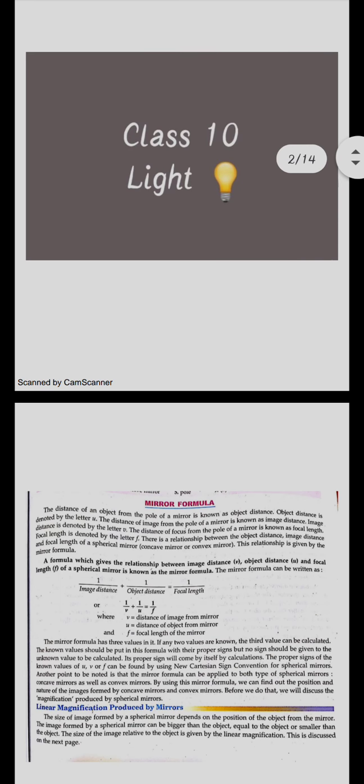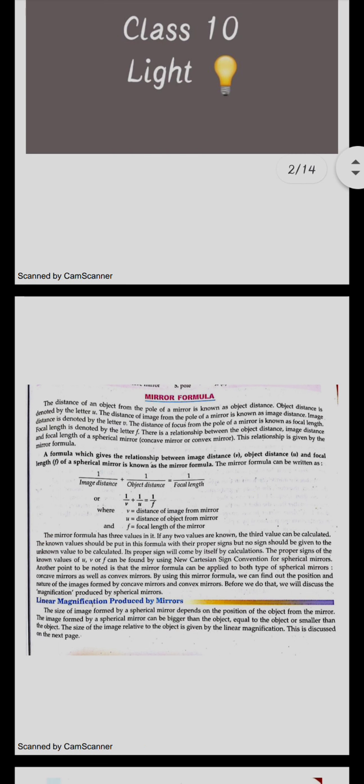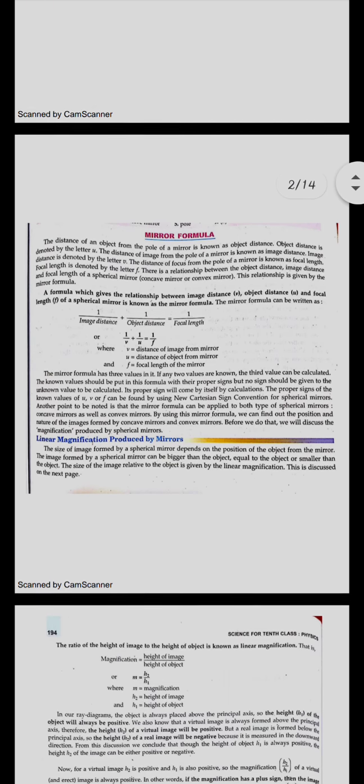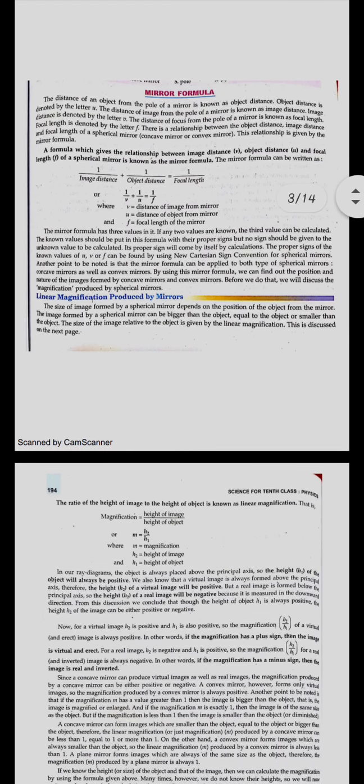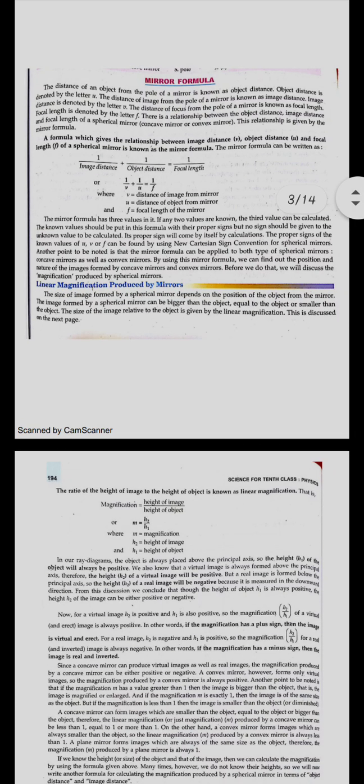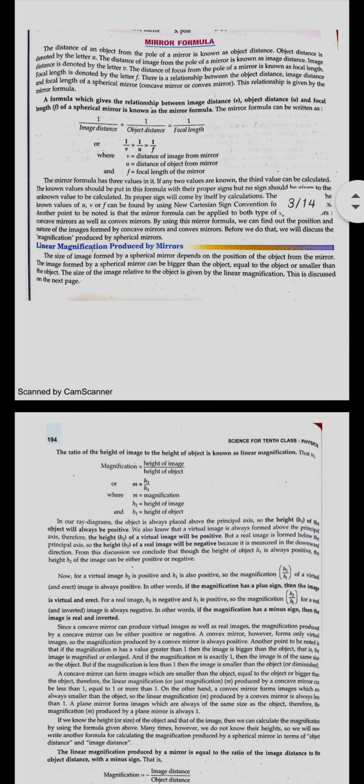In the previous sessions, we were learning about the chapter Light. So, we will continue the chapter today also. We have seen in the last session the mirror formula, which gives the relationship between the image distance v, the object distance u and the focal length f. And that relation is said to be the mirror formula.